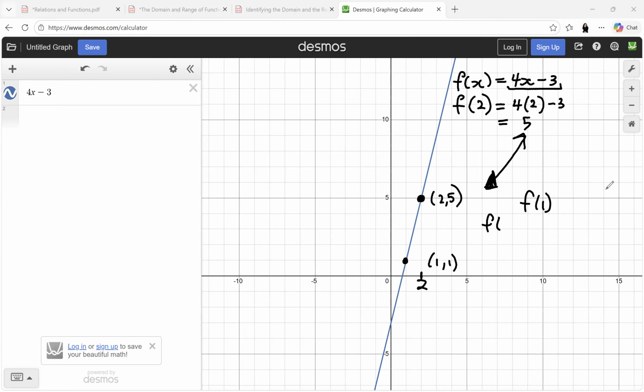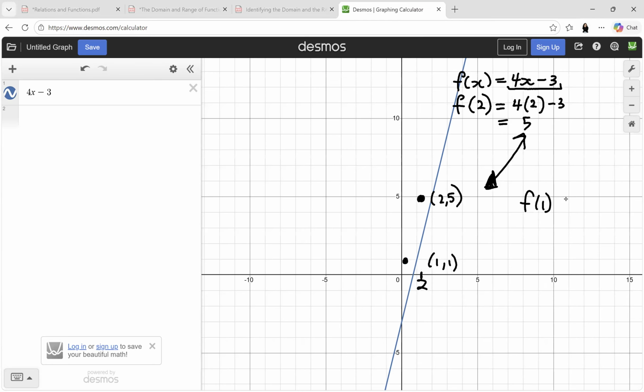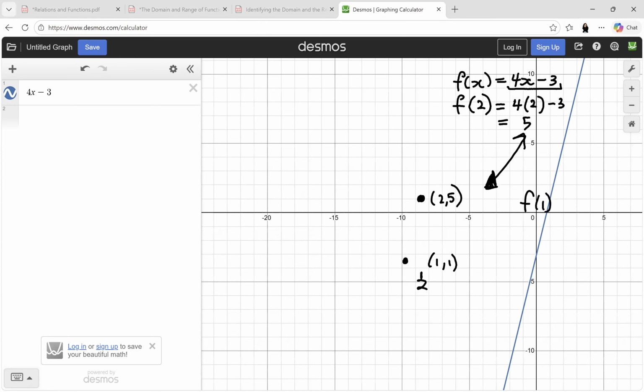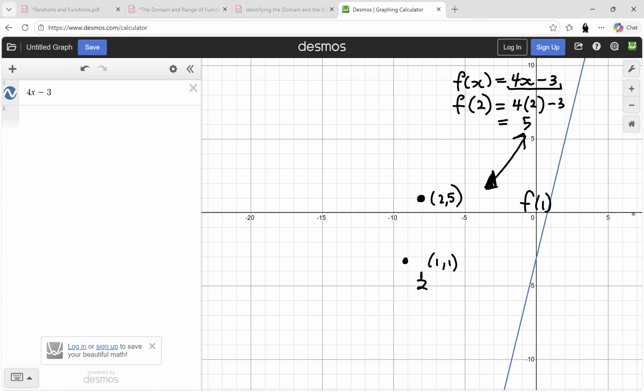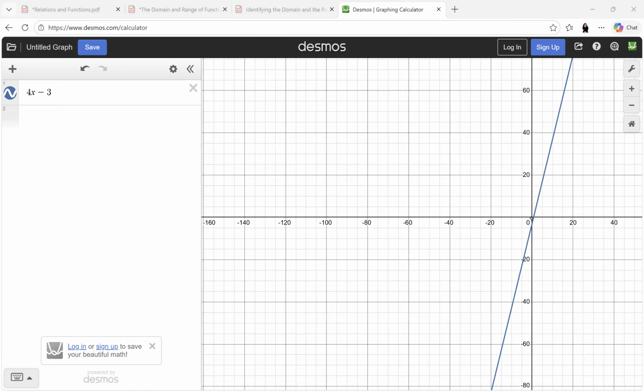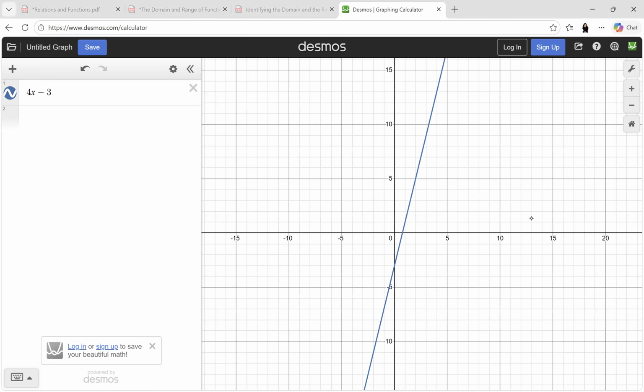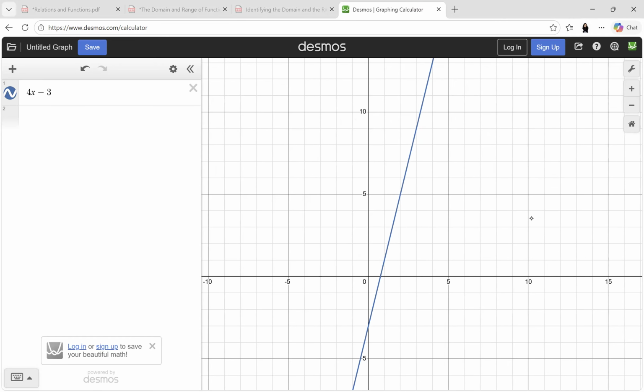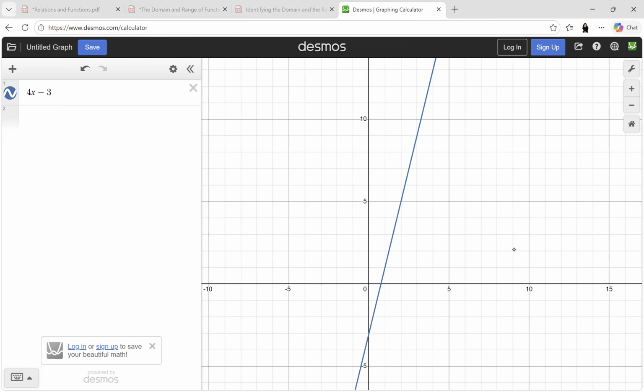F of 1. So 4 in brackets 1 minus 3 should still be just 1. So it's 1. That's how we do it, right? So tell me now from the graph, what is f of 3, Atina? What's f of 3 from the graph?